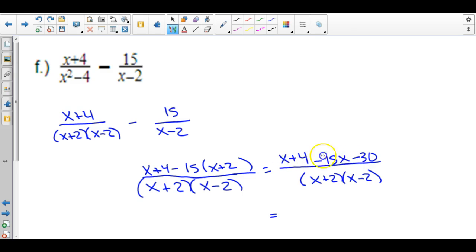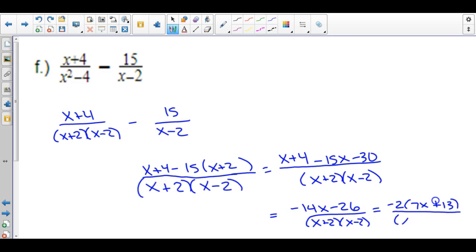I have an x minus a 15x, so that's negative 14x. A 4 minus a 30, that's going to give me a negative 26. And then the denominator is x plus 2 times x minus 2. And then lastly, out of both of these expressions, I can factor a 2 out. Since this first value is negative, I'm going to factor a negative 2 out. And if I do that, negative 14x divided by negative 2 is positive 7x. And then negative 26 divided by negative 2 is positive 13. And then my denominator is still x plus 2 times x minus 2.